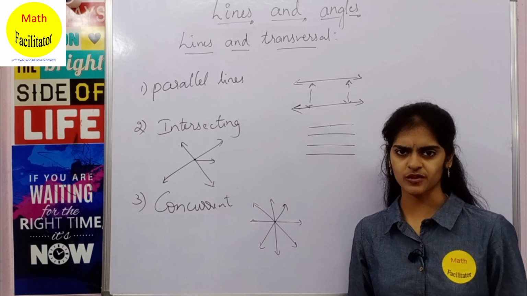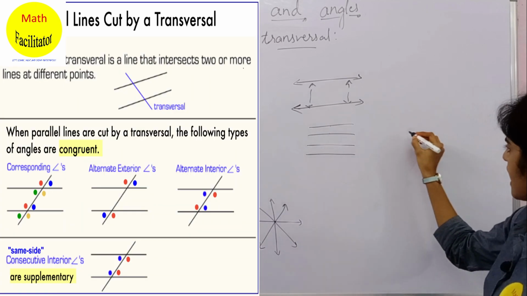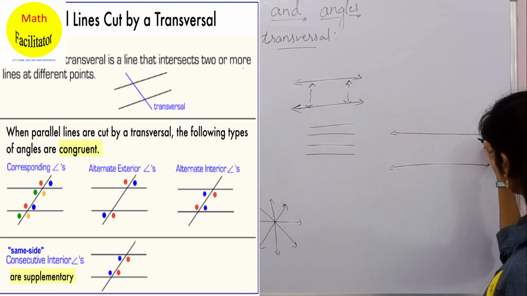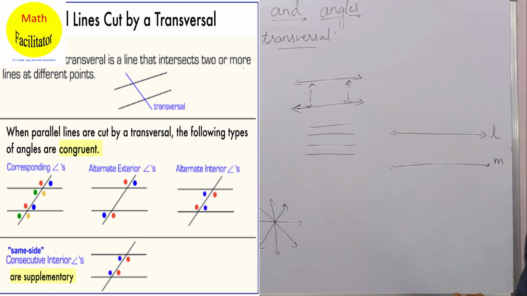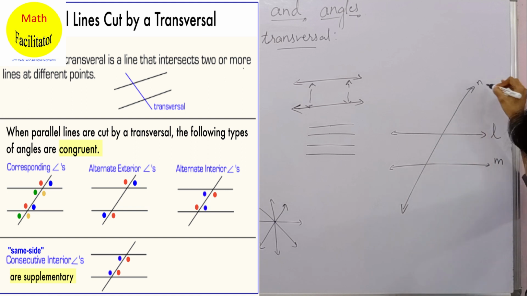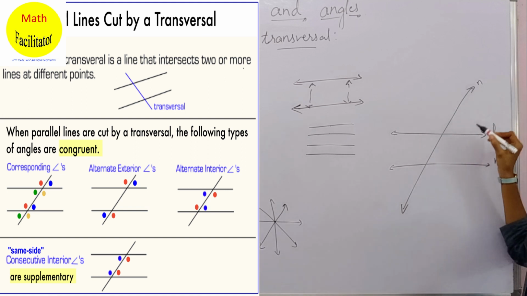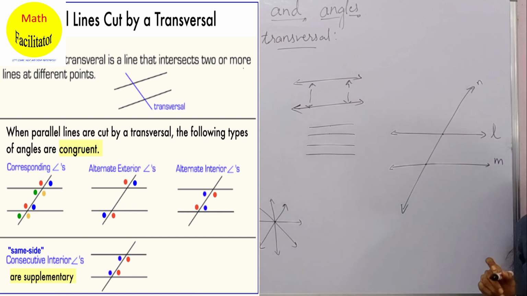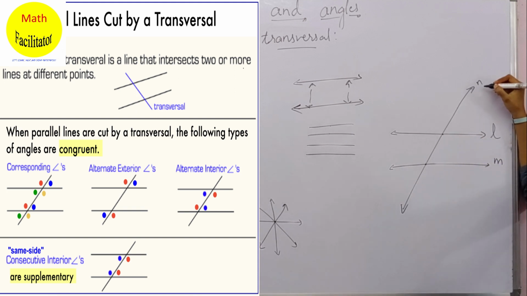Now let us learn about the transversal. What is the transversal? Suppose you have two lines in this way. This is one line L and this is a line M. Now there is another line in this way, N. It is meeting L at this point and M at this point. So here N is called the transversal. This N is called the transversal.